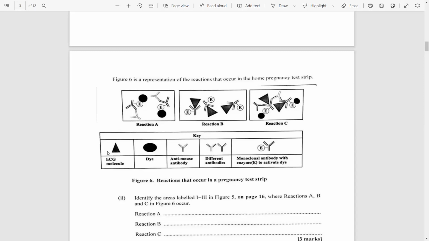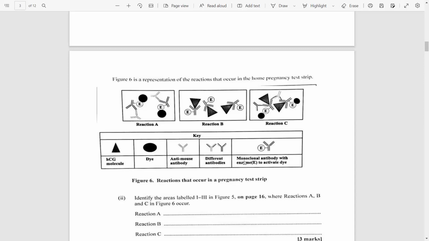Then this is HCG, reaction B. And then this is the anti-mouse antibody, the pale ones. These are different antibodies. And then you have monoclonal antibody with the enzyme attached.